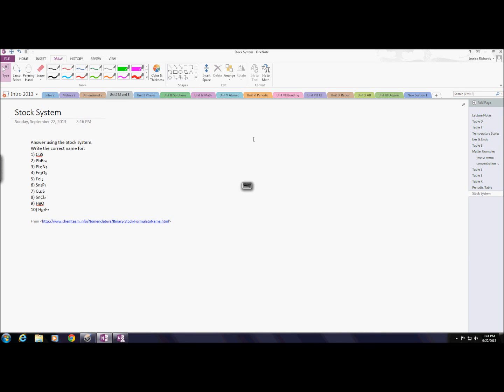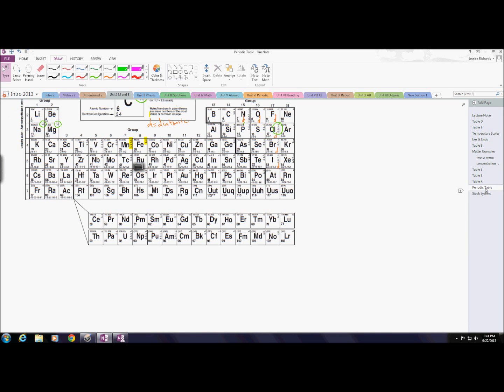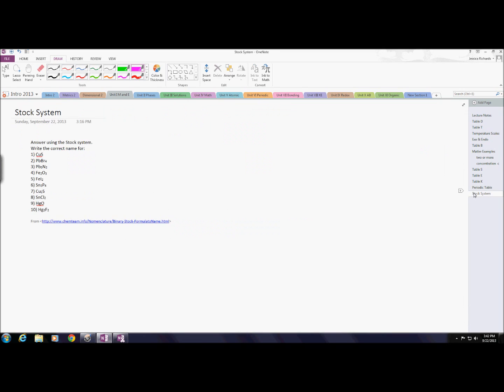So CuS. Now, one of the things that's difficult is at first it's going to take you a while to know whether you need to use a Roman numeral or not. If one of the squares on the periodic table for your positive ion only has one choice for a positive ion, you do not need to use a Roman numeral. If the square has more than one choice for a positive ion, you are going to need to use a Roman numeral. So if we look at the periodic table and we find Cu, Cu is right here, it's copper, and it has two choices, either +1 or +2. So we're going to need the Roman numeral.